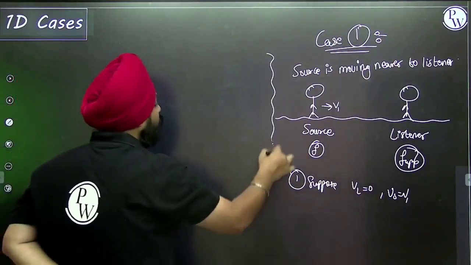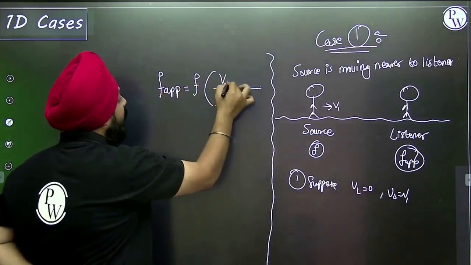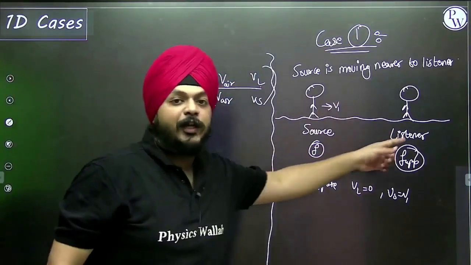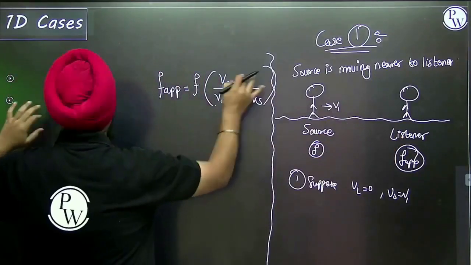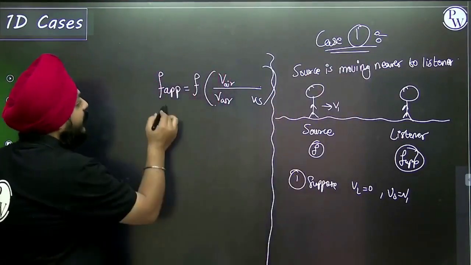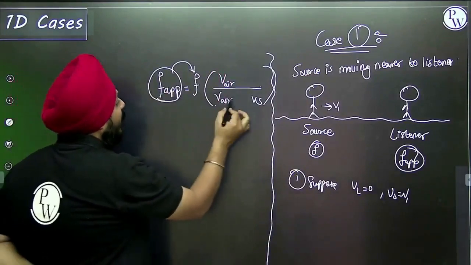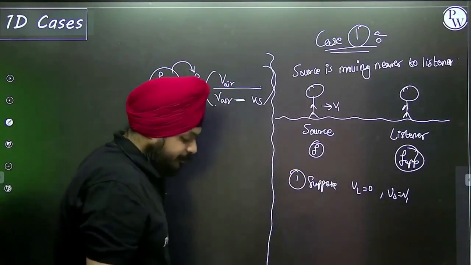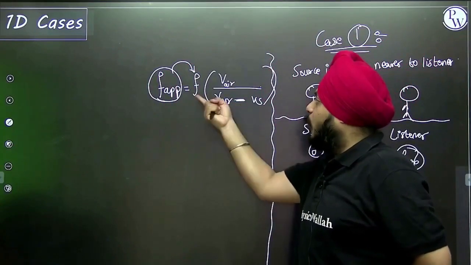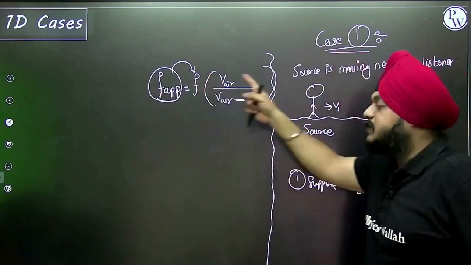So how can we write this into the formula? The actual formula is F apparent equals F emitted times V, the velocity of sound in air, plus VL divided by V plus VS. Do we have the velocity of the listener? No. Now I'm applying the sign conventions. F apparent is increasing, so anyhow we have to increase the value of F apparent as compared to F. For that, I need to keep the minus sign in the denominator. Keeping the minus sign in the denominator, the F apparent will obviously increase, and the equation mathematically matches the concept. Case number one.